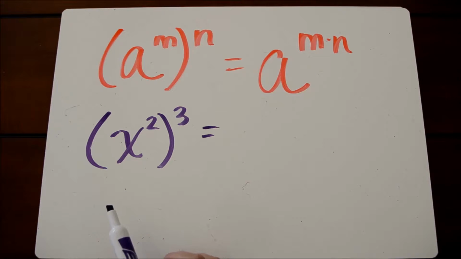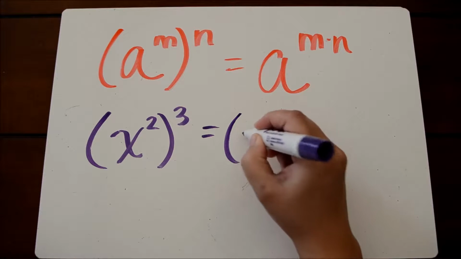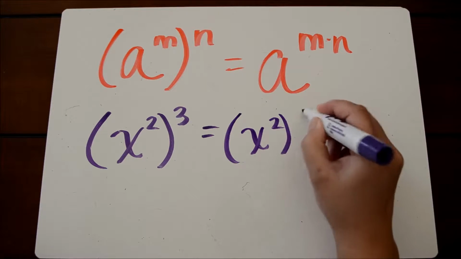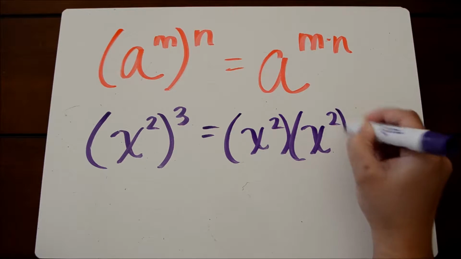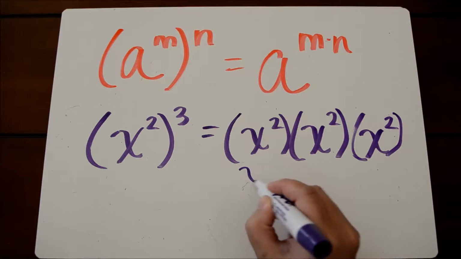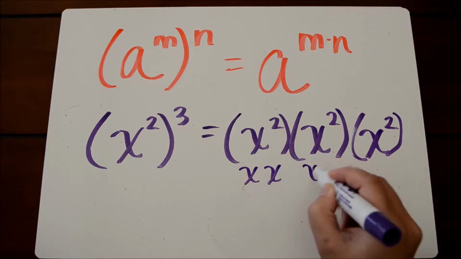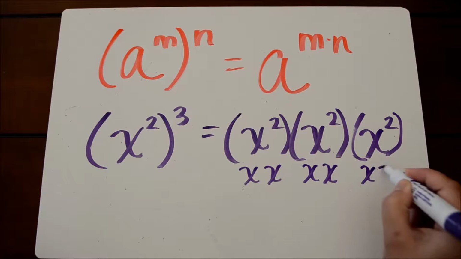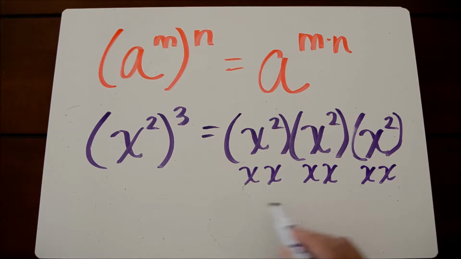So given this example, x squared to the third power, if we were to expand this, it would mean x squared times x squared times x squared. That's what that cube does. And if we were to expand this further, it would be x times x times x times x times x times x, which is x to the sixth power.